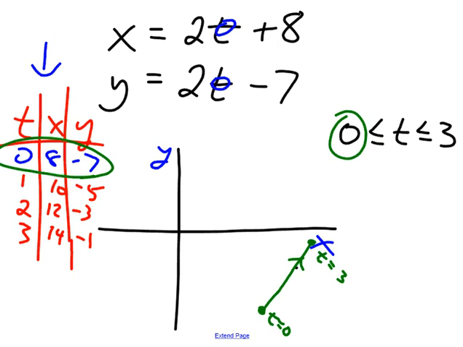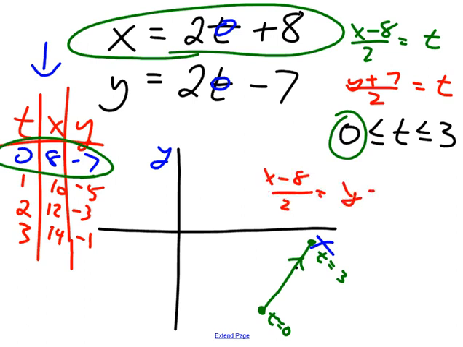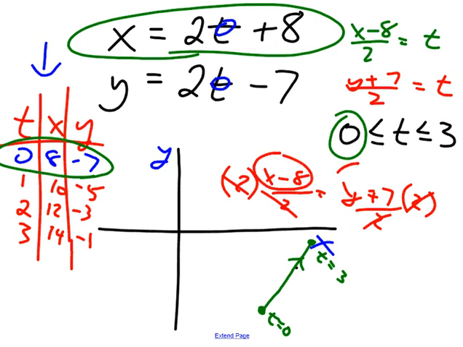All right. Then we change this from parametric to function form by solving this for x. And so you hopefully did x minus 8 over 2 equals t. And the other one, I hope you did y plus 7 over 2 equaled t. And then you'd set them equal to each other. x minus 8 over 2 equals y plus 7 over 2. You multiply both sides by 2, which works out really nice because it just cancels those. And I have x minus 8 equals y.